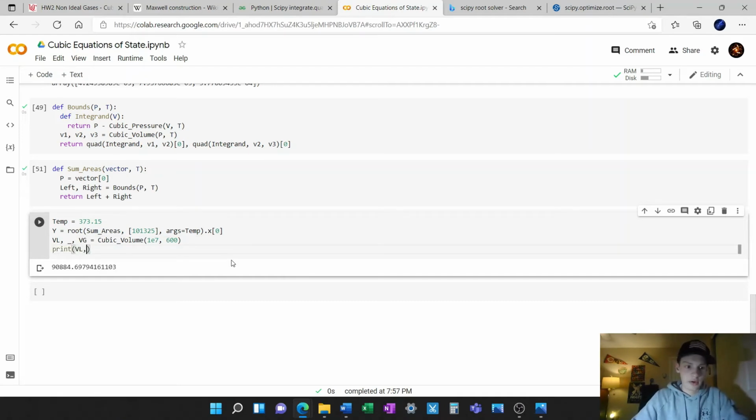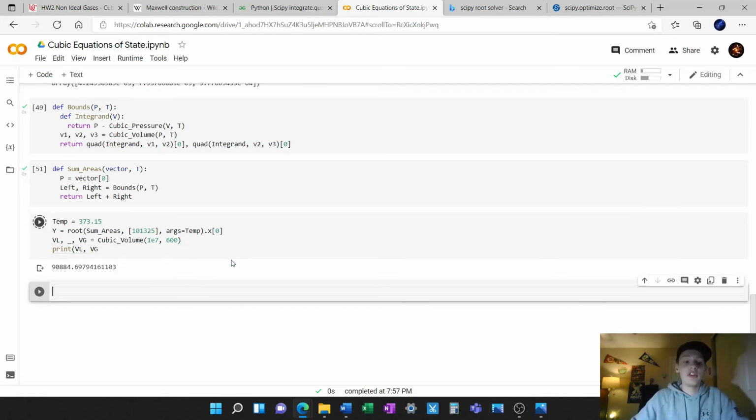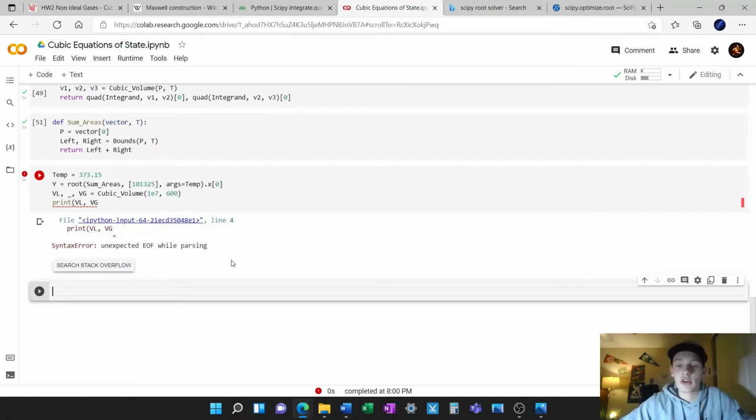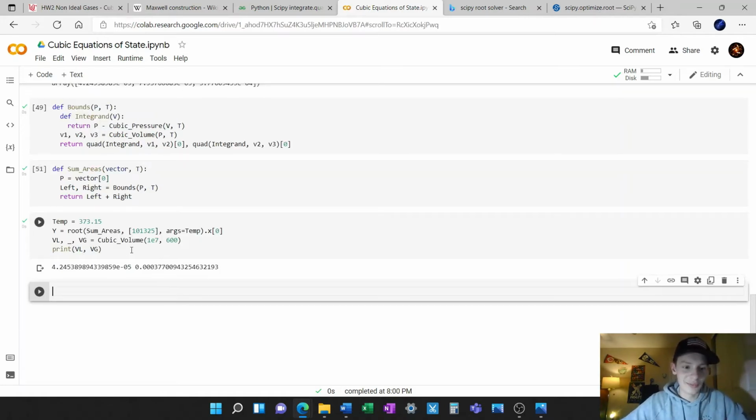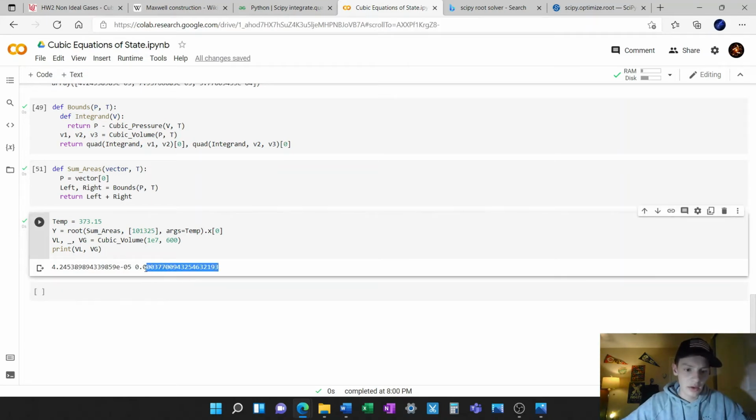So let's see what our volumes are. Or actually, these are specific volumes, so these would be in cubic meters per mole. And we have to close that, don't we? Yep, perfect. Obviously, we're at the normal boiling point, so there is more gas than liquid, not a lot more, but definitely more, which is something that we would definitely expect. So that's cool. That's definitely working properly, which is excellent.